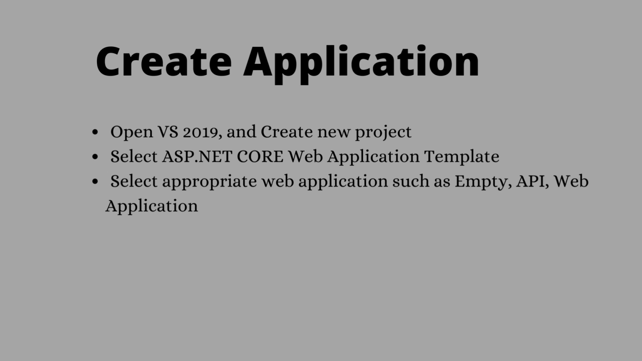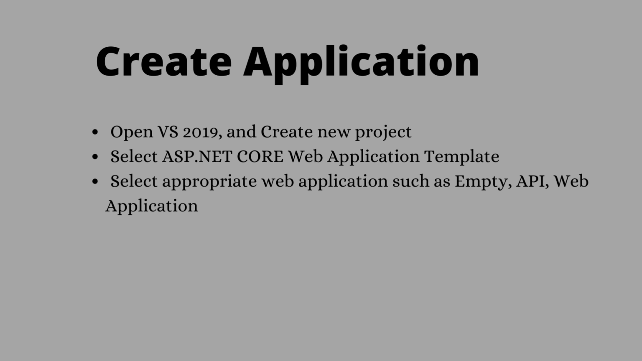And how you can create your application. In your Visual Studio, go to new project, select the ASP.NET Core web application template, and then inside that you can choose whatever you want. You can choose an empty template, API, or web application based on your requirement. You can choose the appropriate template as well.